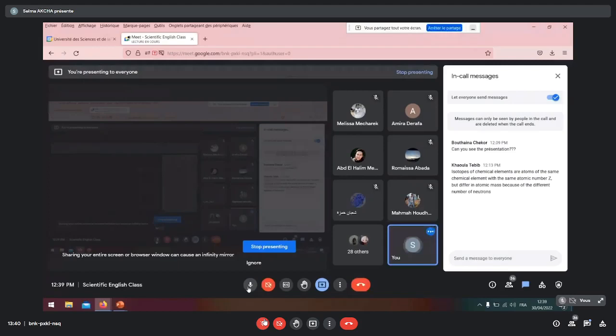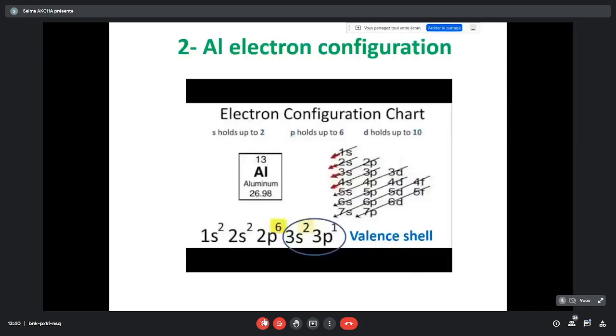Guys, if you want to write the electron configuration of any element, what would you do? What do you do? Ferme la porte, s'il te plaît. Ferme la porte. Sorry.